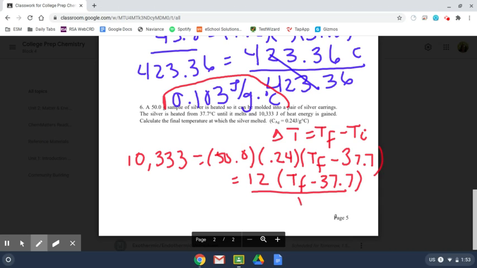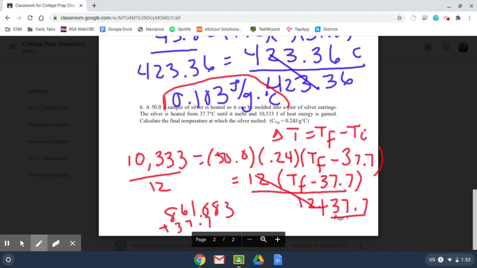Divide both sides by 12. 10,333 divided by 12 is 861.08 blah blah blah and change. We're going to need to add 37.7 on both sides in order to get rid of that and leave us with TF, so plus 37.7.